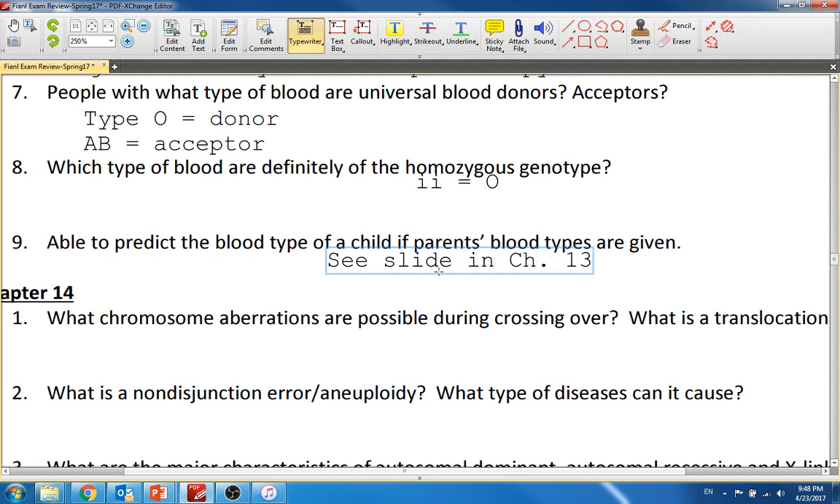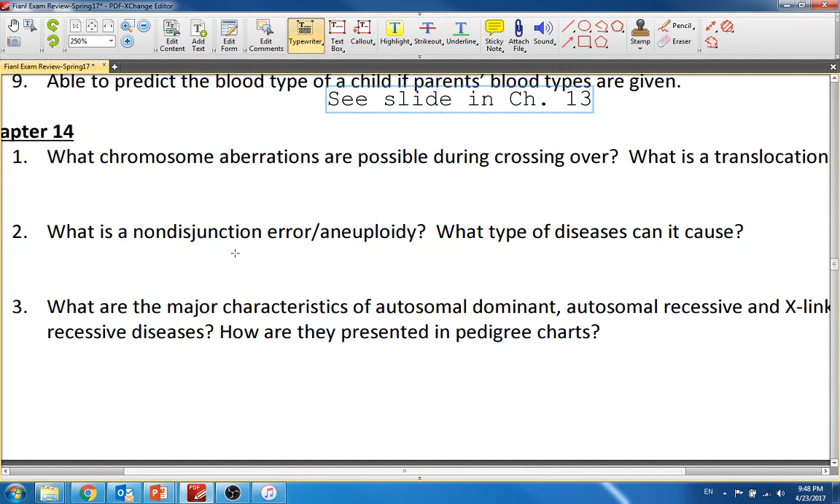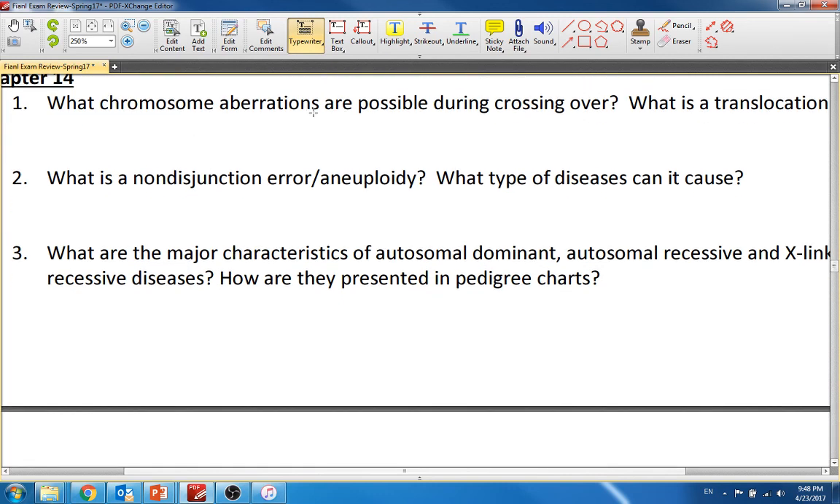Chapter 14, question number 1. What chromosome aberrations, so basically changes, are possible during crossing over? Think about duplication, deletion, inversion, translocation.